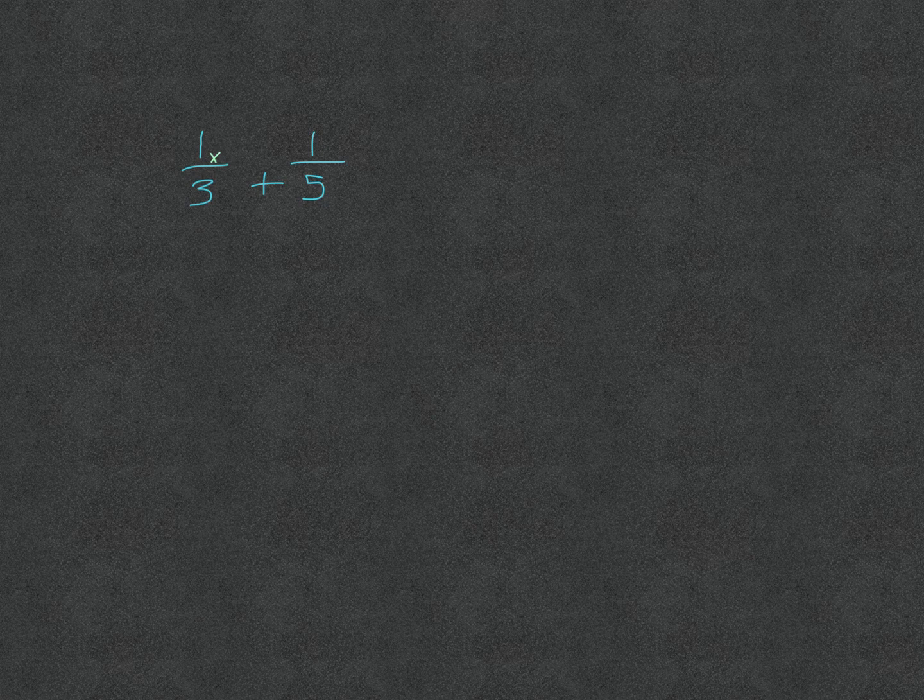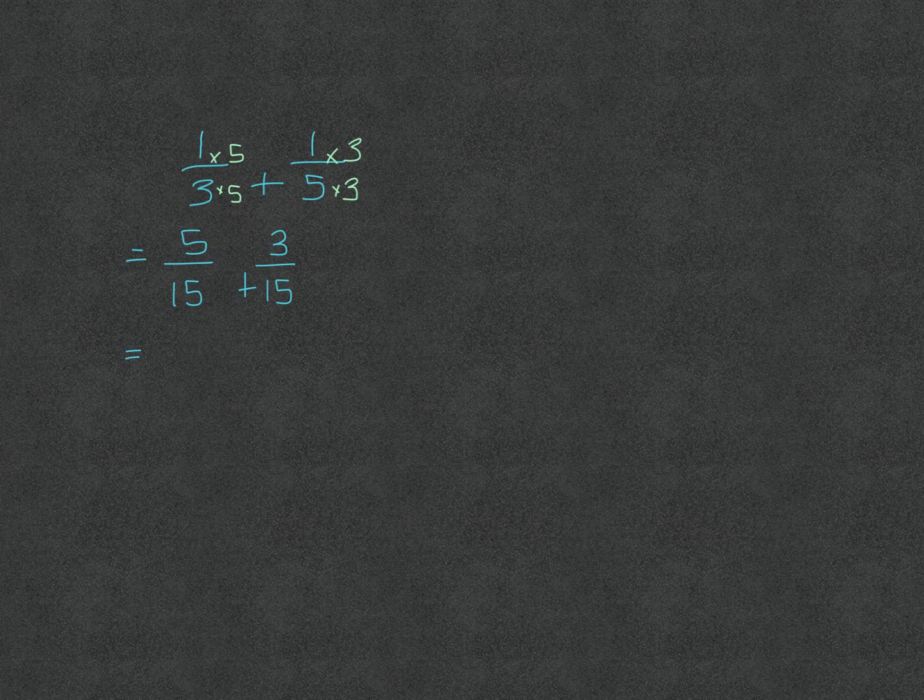But with fractions, the rule is whatever you do to the denominator, you have to do to the numerator. What you do at the bottom, you have to do at the top. And what you do at the top, you have to do at the bottom. So we're going to multiply that by 5. And the 5 we're going to multiply by 3. That means we're going to have 5 over 15 plus 3 over 15.